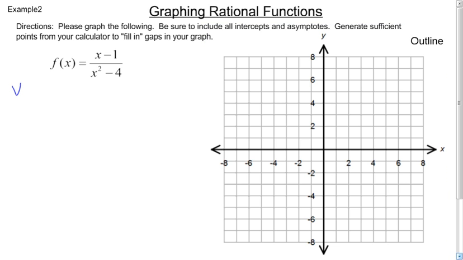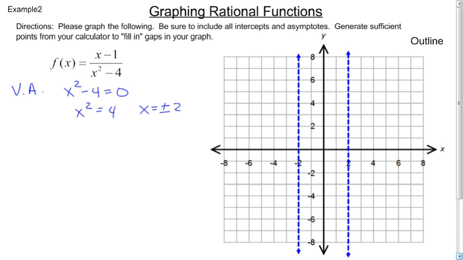So your vertical asymptote here is going to occur when the bottom is 0, the denominator is 0. So when we solve this, you see that you get x equals plus or minus 2. So we've got an asymptote at 2 and another one at negative 2. So you see this graph's actually going to be broken up a little differently than our last one. Horizontal asymptote means I need to compare degrees.